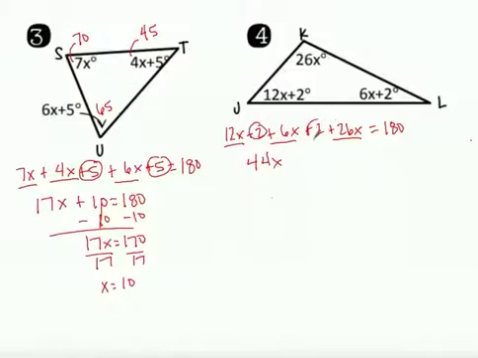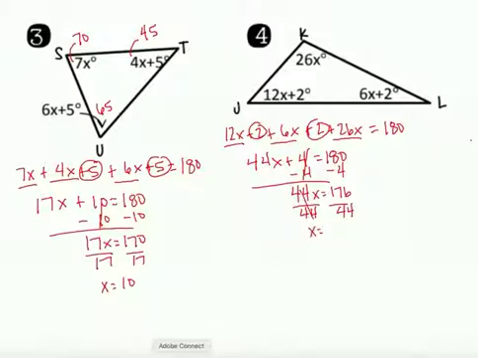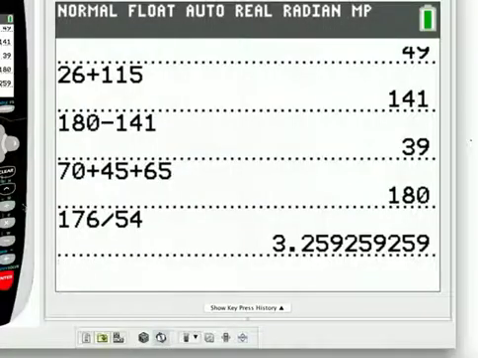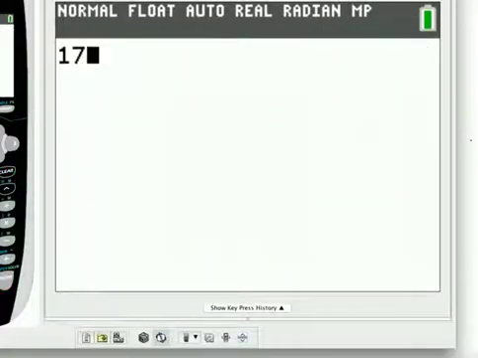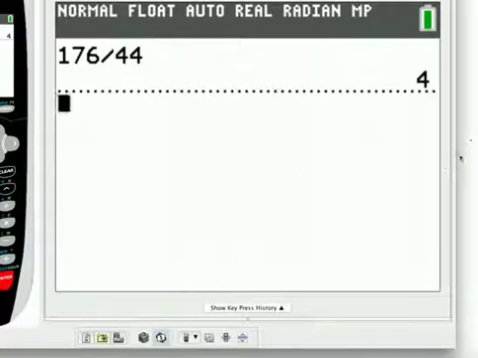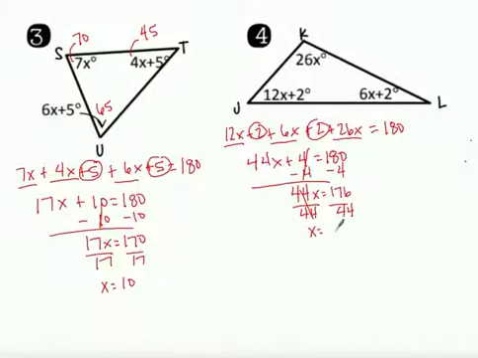Then my 2 and my 2 would add up to give me 4. So I'd have 44x plus 4 equals 180. I would subtract 4 from each side, and that would give me 44x equals 176. Dividing both sides by 44 would give me that x equals 4. So my x is equal to 4.